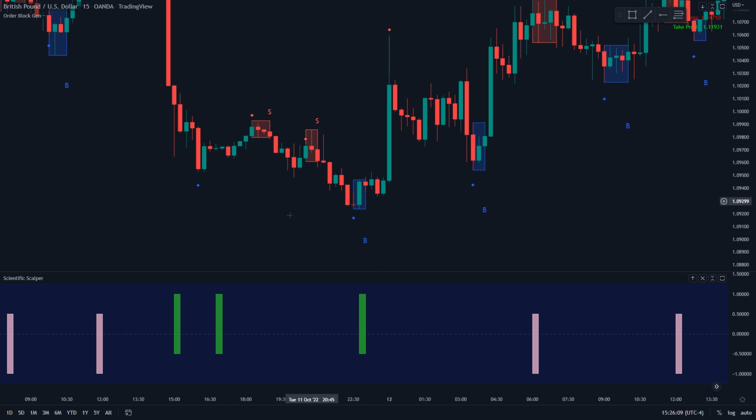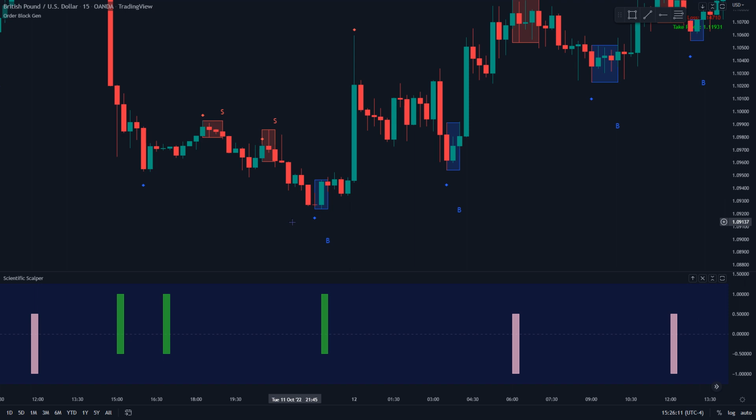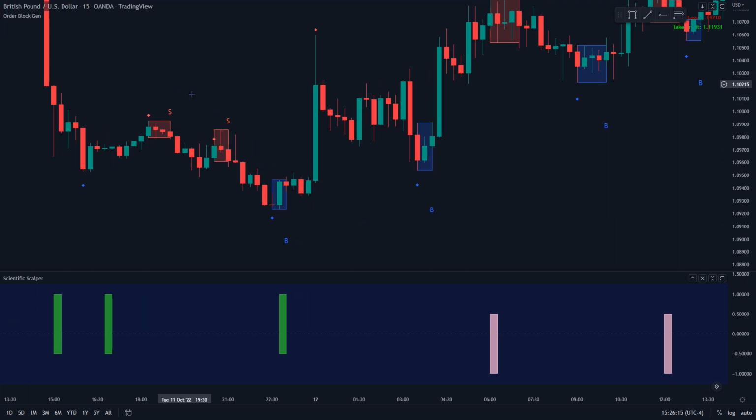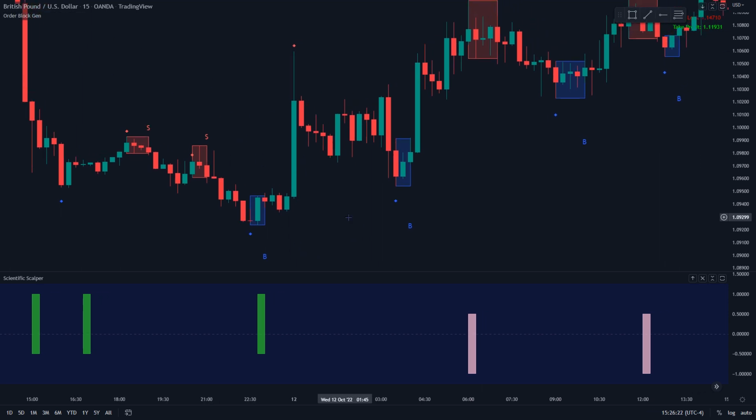But if you have the patience and want the highest probability trades, this will be one of the best filters you can have, is also our order block gen. It's just a simple 3-part strategy you can use for the Scientific Scalper, which already offers an easy to read 2-part confirmation. A third part could easily be our order block gen indicator.